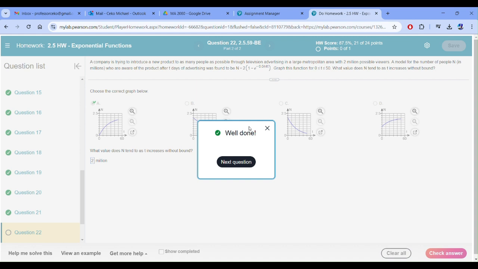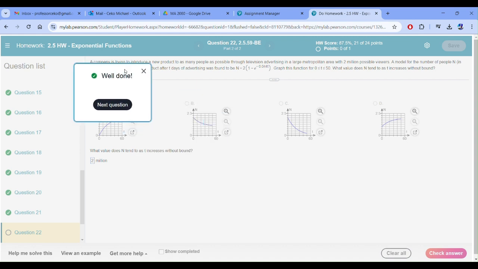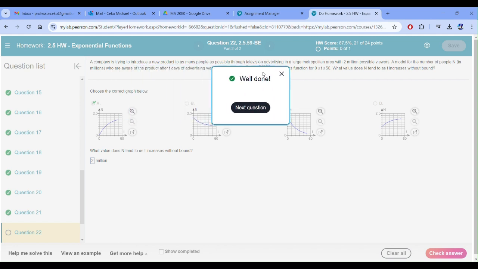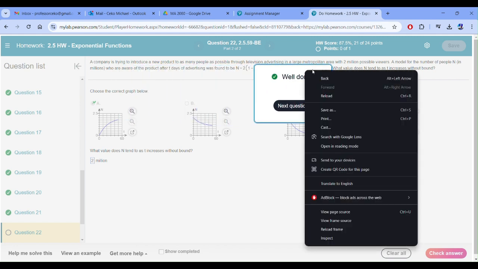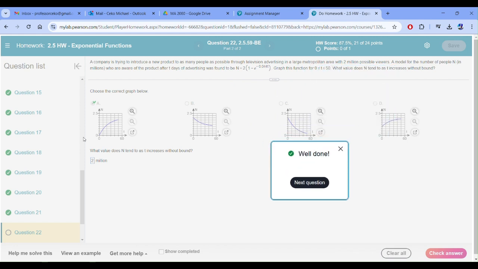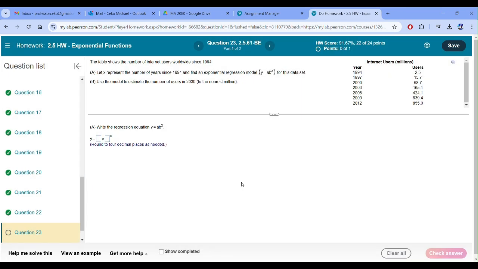You guys want to see how math can sometimes make sense? A company is trying to introduce a new product to as many people as possible through television advertising in a large metropolitan area that has 2 million possible viewers. So as my product gets out there and more people buy it, what's my maximum number of people that can buy this? 2 million. That's how many people are viewing the commercial. All right. Oh, regression.